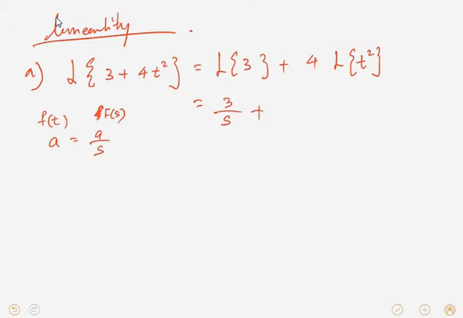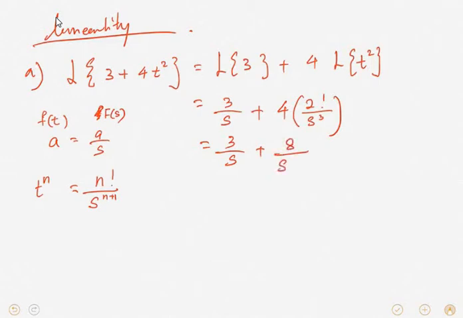Plus 4, and then this is for t squared. For f(t) equal to t power n, the transform is n factorial over s power n plus 1. From here we know that n is 2, so 2 factorial over s power 3. So we can solve it as 3 over s plus 8 over s power 3. 2 factorial means 2 times 1.